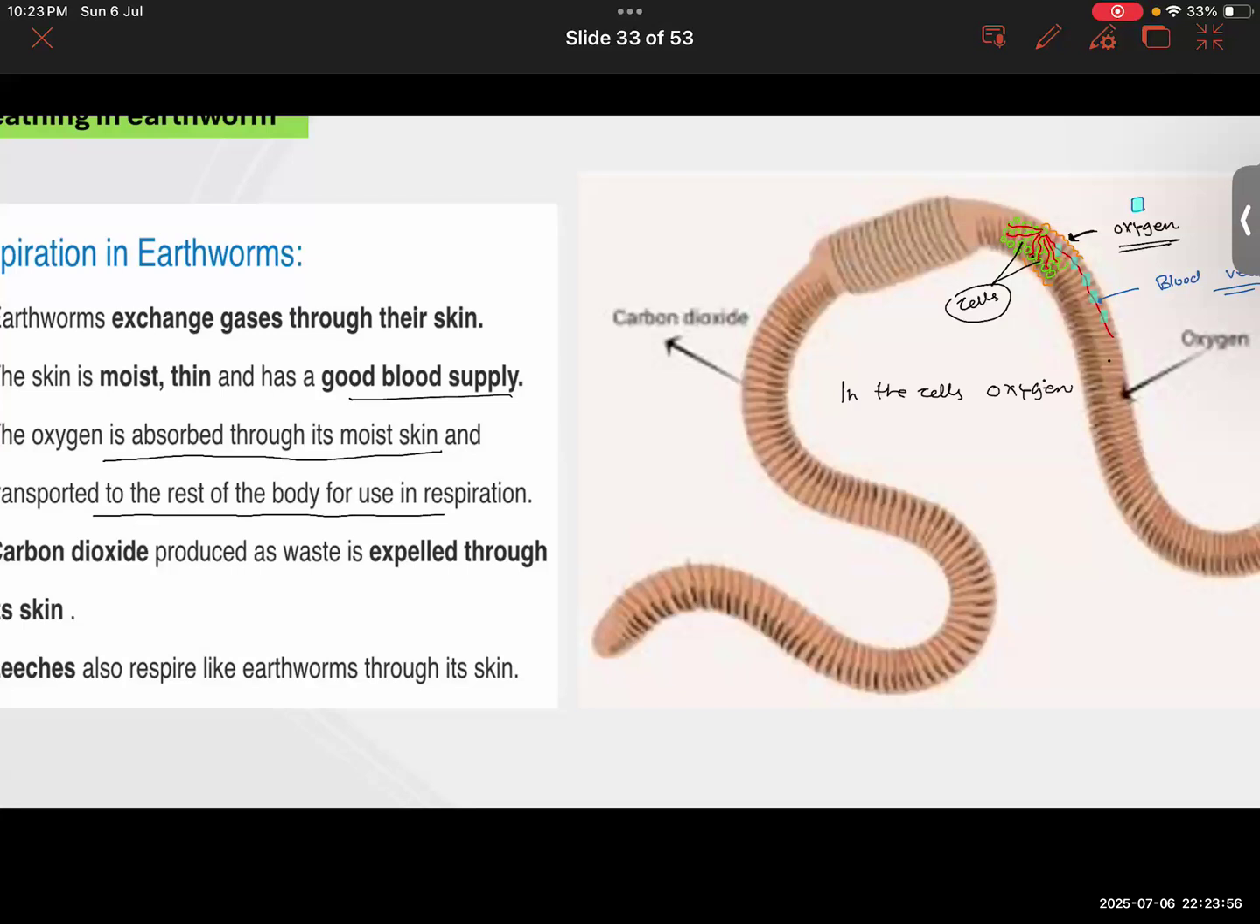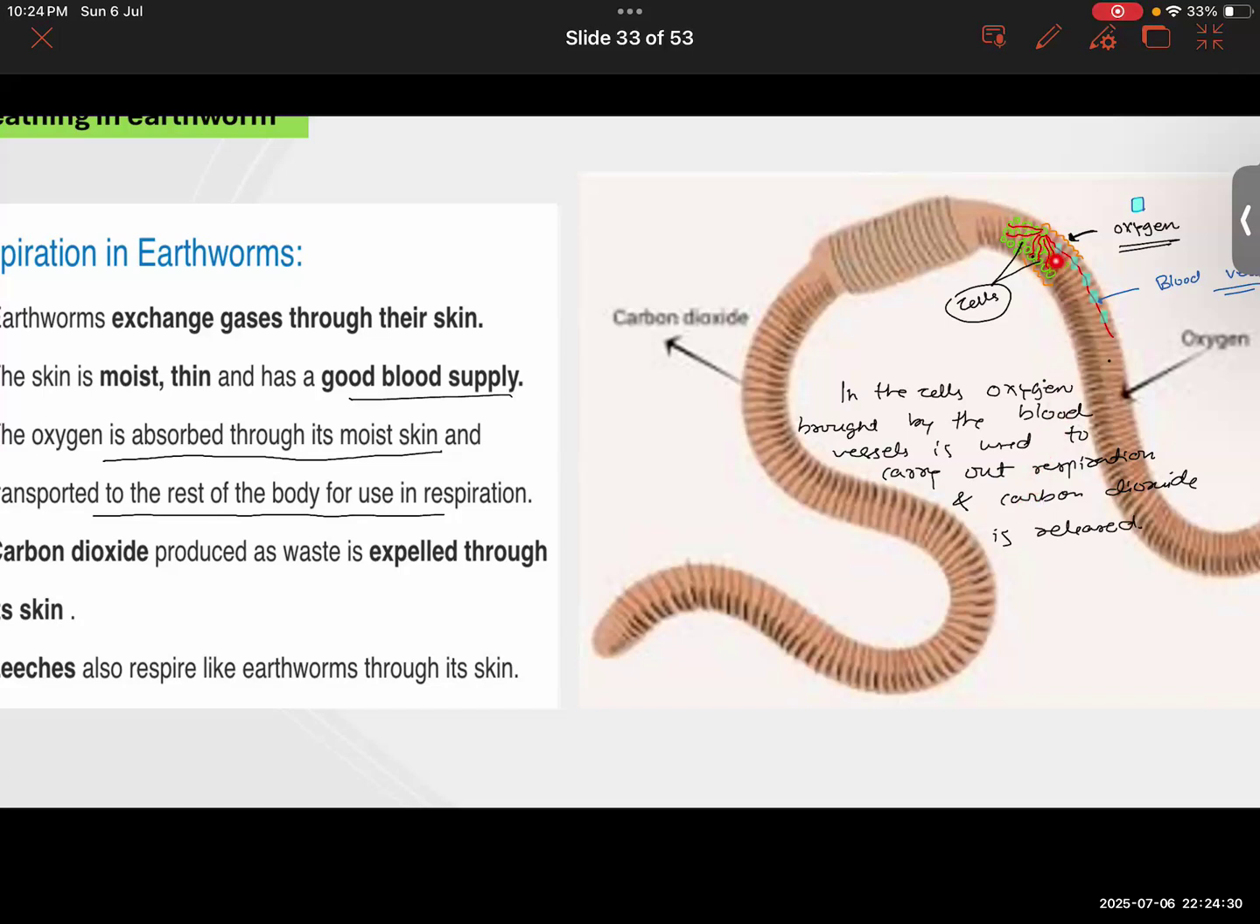In the cells, oxygen brought by the blood vessels is used to carry out respiration, and carbon dioxide is released. This gas is released, although energy is also released in this process.